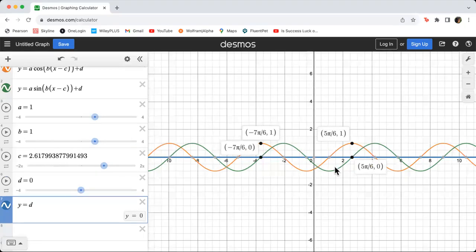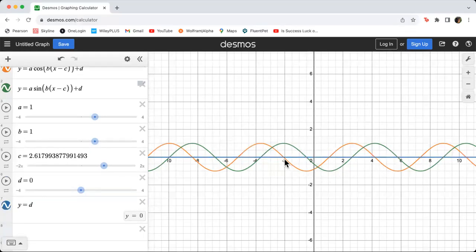Let's go from another set of points. If I go from the middle going down to the next middle going down, I got negative 2 pi over 3 all the way up to 4 pi over 3. That's a difference of 6 times pi over 3. 6 divided by 3 is 2. That difference is also 2 pi.